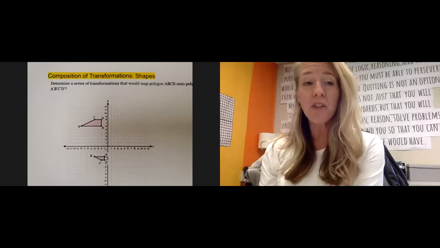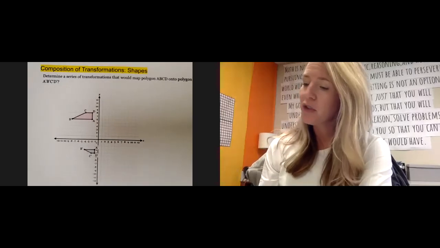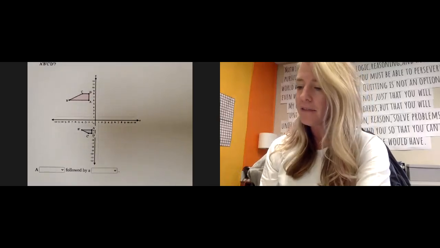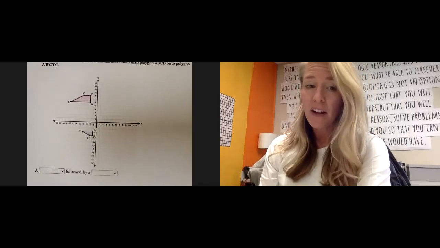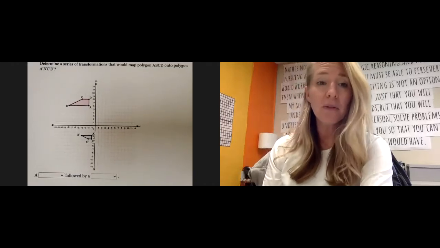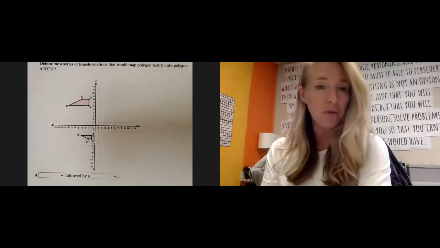This Delta Math topic is over composition of transformations, shapes. Okay, so basically we're usually doing two different movements on these, and they're going to give you a drop down. So they'll ask, did I do dilation or translation or reflection or rotation?